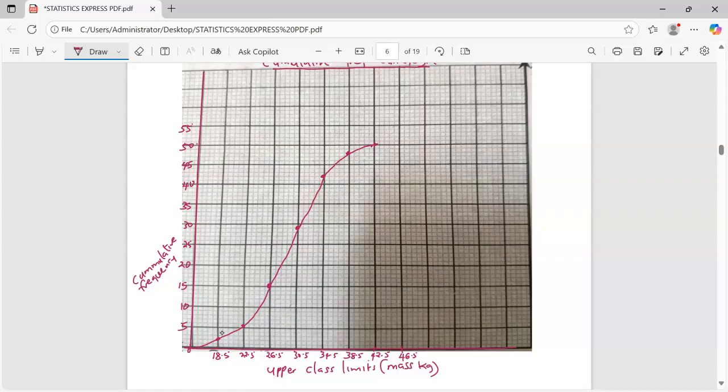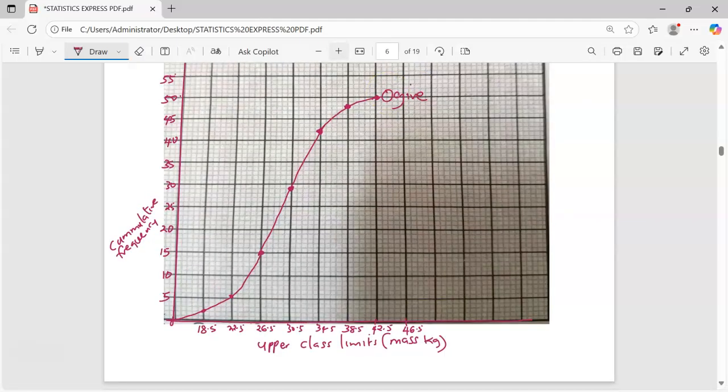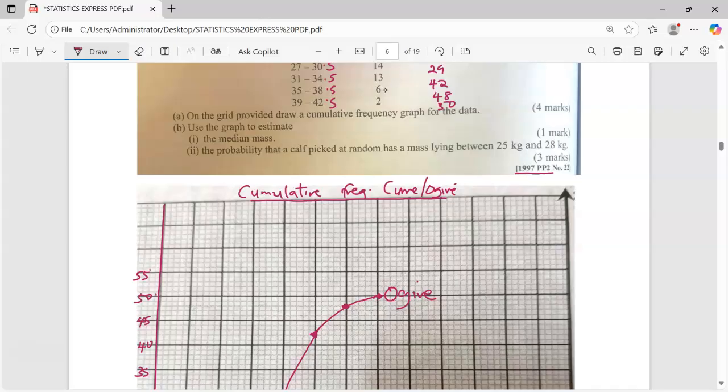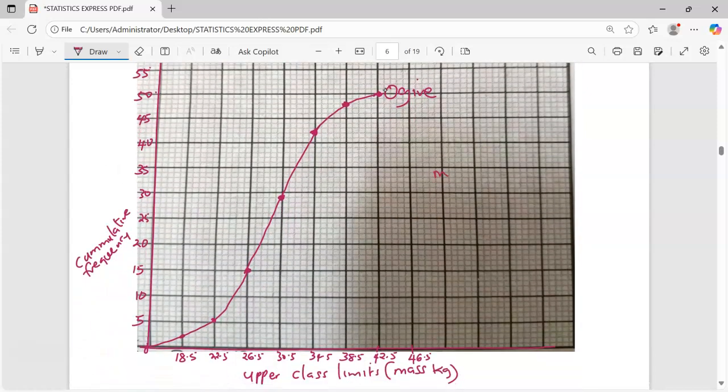That is our cumulative frequency curve. We can label it as an ogive. After that, we can answer the questions. We have been told to use our cumulative frequency curve to estimate the median. The median will be found at the mark that divides the data halfway. The total is 50, so you divide by 2, and the 25th mark is what is going to give us the median.